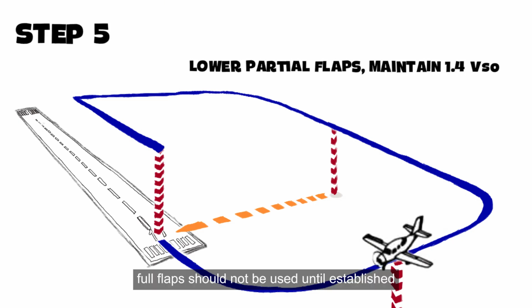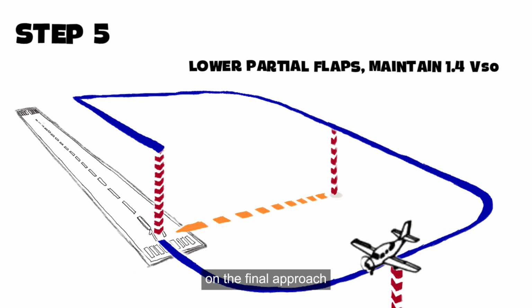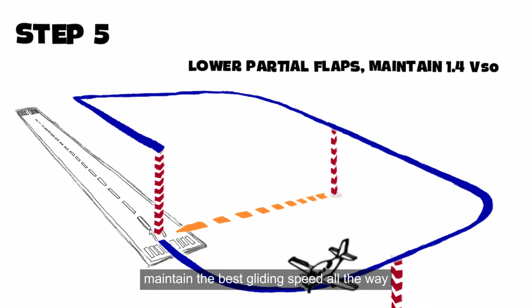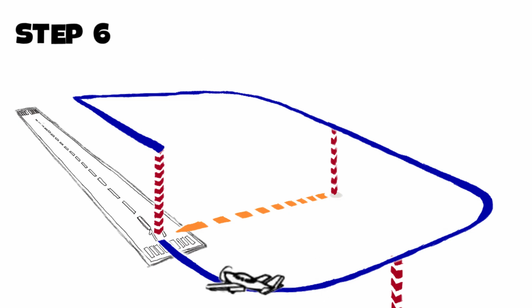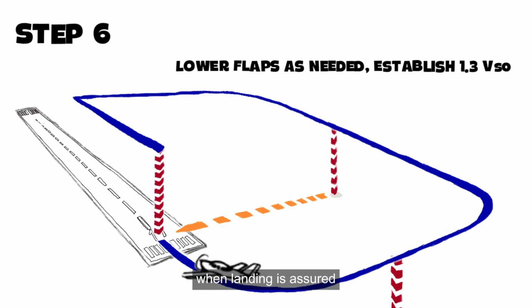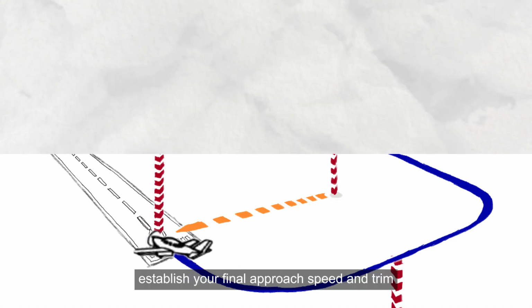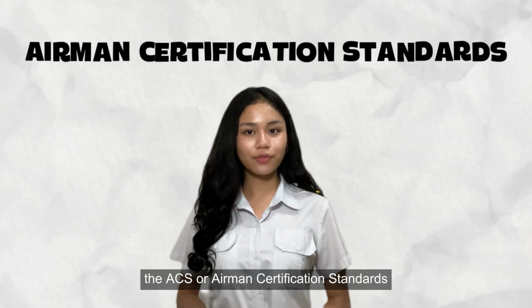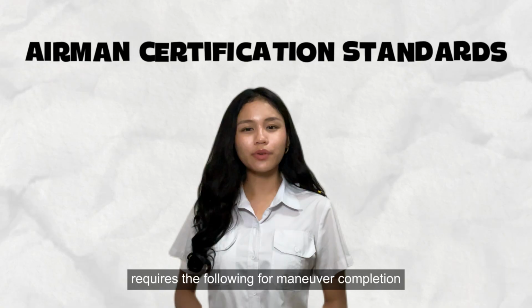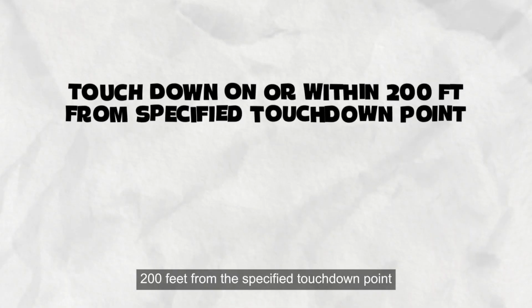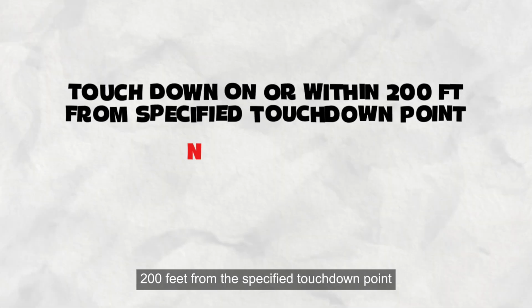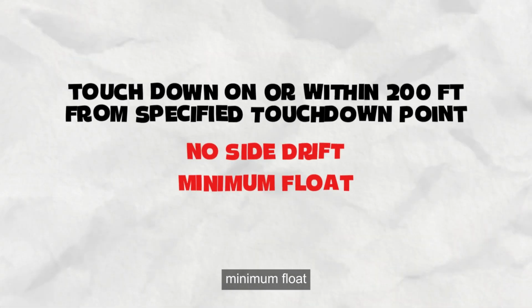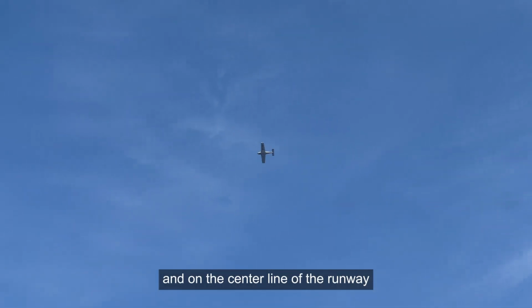Full flaps should not be used until established on the final approach. Maintain the best gliding speed all the way. Step 6. When landing is assured, apply full flaps if needed. Establish your final approach speed and trim. The ACS, or Airman Certification Standards, requires the following for maneuver completion. Touchdown on or within 200 feet from the specified touchdown point with no side drift, minimum float, and on the center line of the runway.